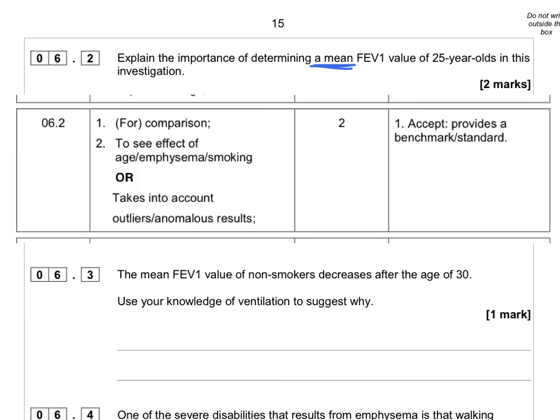So there are 2 key things there that come up time and again: reliability, and the importance of doing a mean to do a comparison. Those will come up in different types of questions. I've seen many questions over my time that look at those kinds of things, so you can relate that to other topics.